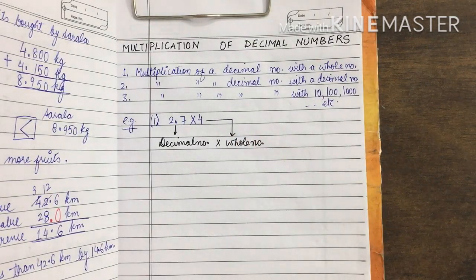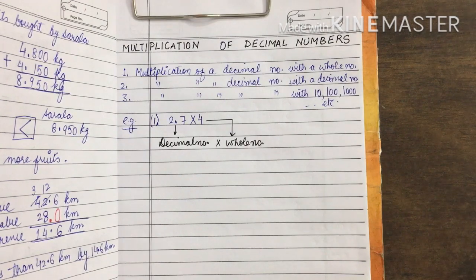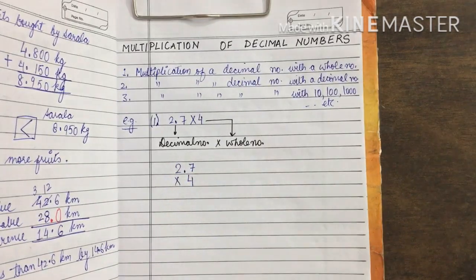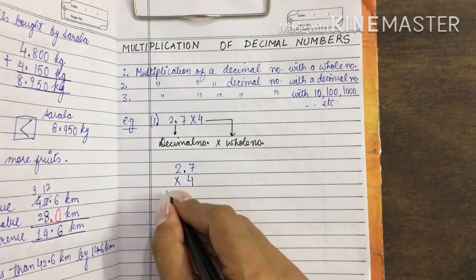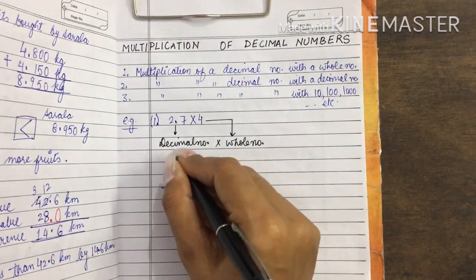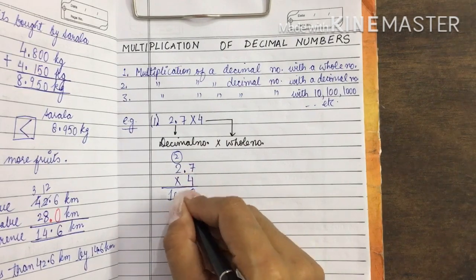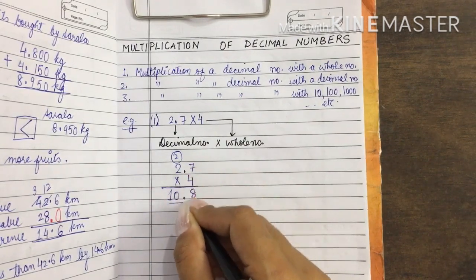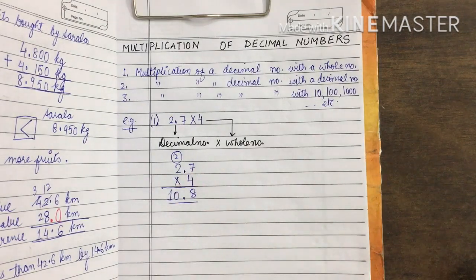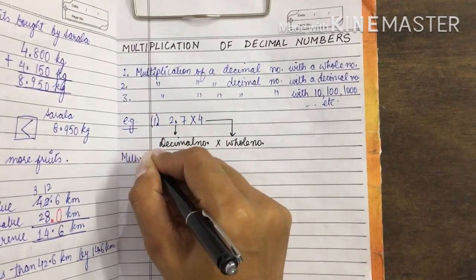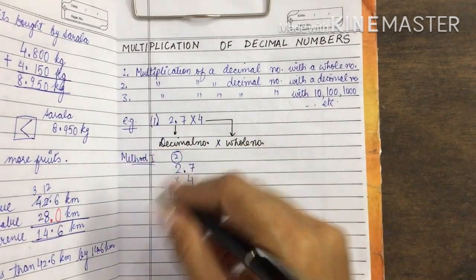So there are two methods to do this. One is you can multiply directly. Multiply directly means you will write 2.7 multiplied by 4, the way you multiply your numbers normally, and then obtain the answer. This is 28, 2 carried over, 8 plus 2 is 10, and this is your answer. The point is written directly below the point. The point will be marked directly below. Now this is the first method for this, where you just multiply the numbers directly.